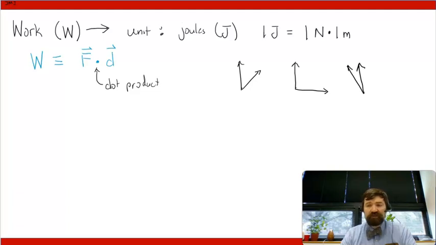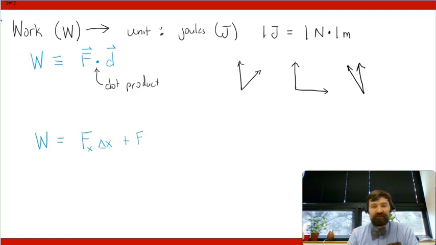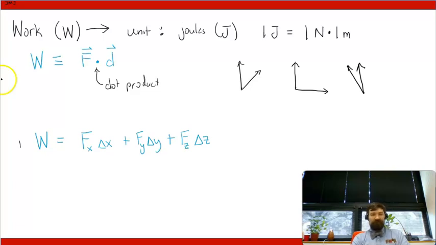So how do we compute dot products? Well, there's a couple ways of looking at it. One is that you could say work is therefore equal to force in the x direction times delta x plus force in the y direction times delta y plus force in the z direction times delta z, all as applicable, of course. So this is one way of doing a dot product. This is sort of the Cartesian approach. So that works. You will get a correct answer here.